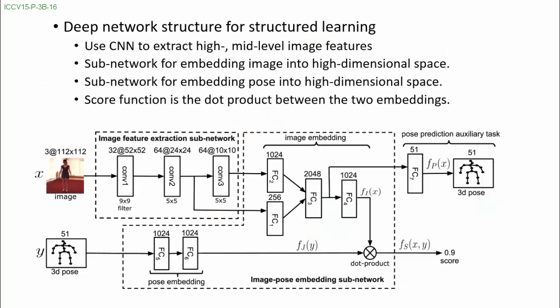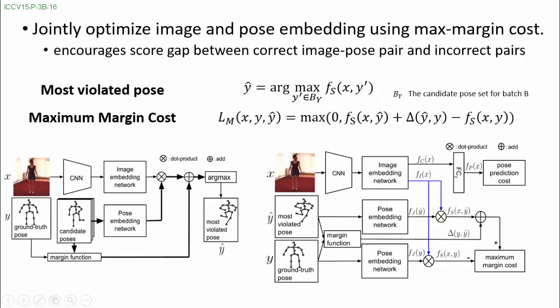Our framework consists of three subnetworks: image feature extraction, image embedding, and pose embedding. The score function is the dot product between the image and pose embedding. The image and pose embedding networks are jointly optimized using a maximum margin criterion. For each training image, we find the pose with the largest margin violation. This pose is then used to update the network parameters using backpropagation.